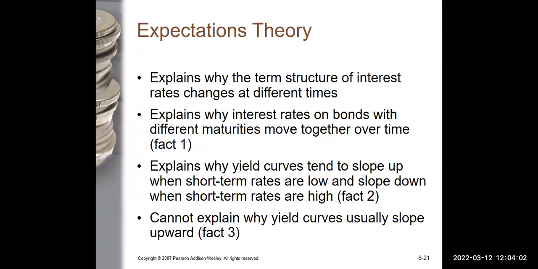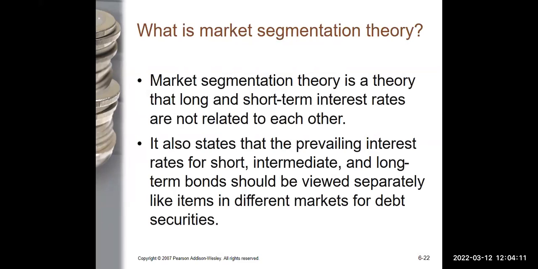Okay, so it cannot explain why the yield curves usually slope upward, which is fact 3, because it can go upward, and it can go downward as well. So it doesn't say why it would always be upward.